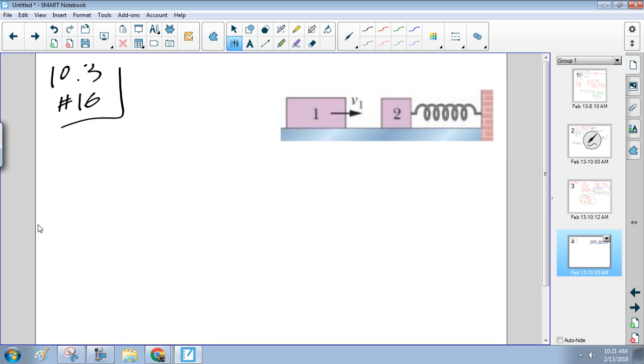Okay, so here's our figure to work with. So what does it tell us? In the figure, block 2 has a mass of 1 kilogram. So this guy's 1 kilogram. It's moving... Oh, I'm reading the wrong problem. Man.